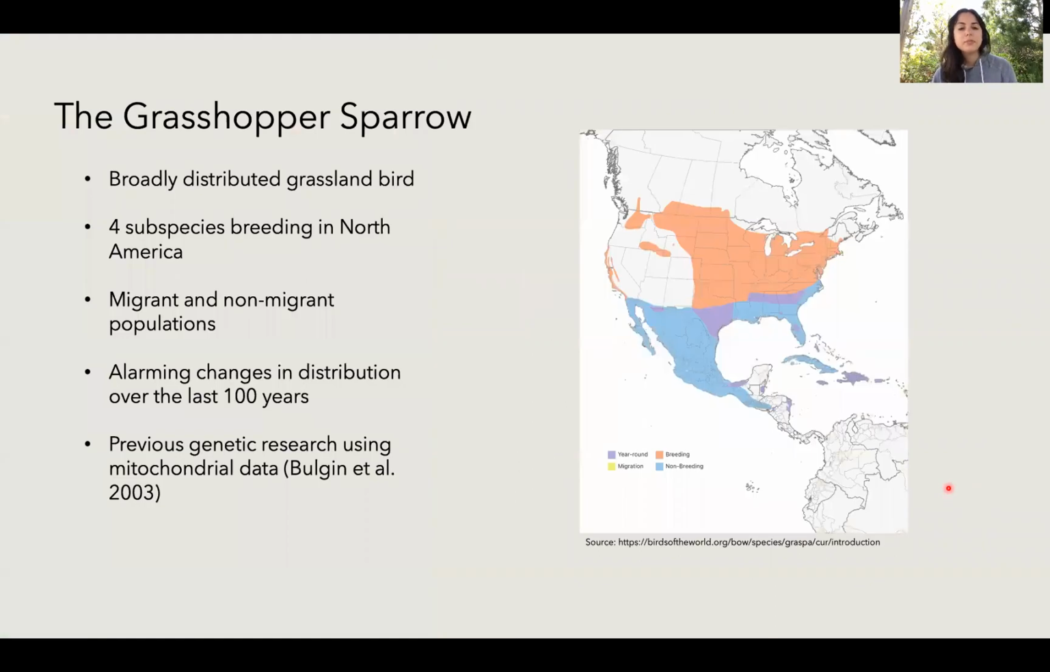So the grasshopper sparrow is a broadly distributed grassland bird characterized by migrant and non-migrant populations. There are 12 recognized subspecies, but for my research, I focused on the 4 that breed in North America.